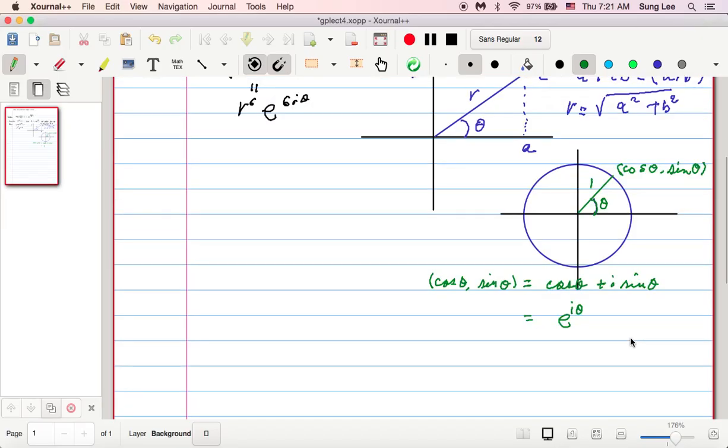So e to the i theta equals cosine theta plus i sine theta. This can be proven, for instance, using the power series, the Maclaurin series representation of cosine theta and sine theta. You can easily show this. But anyway, this is called what?